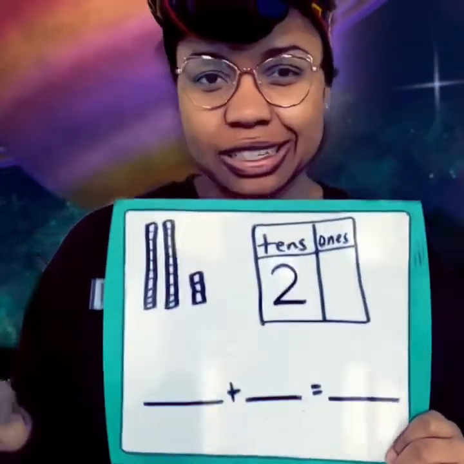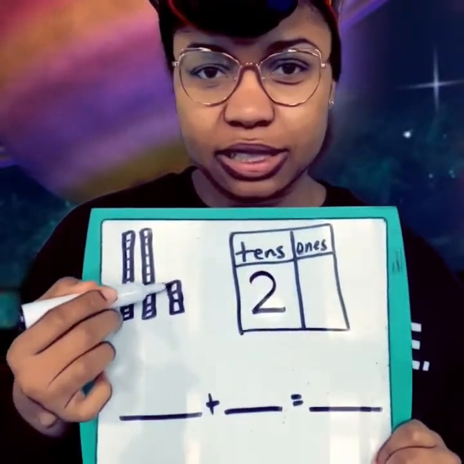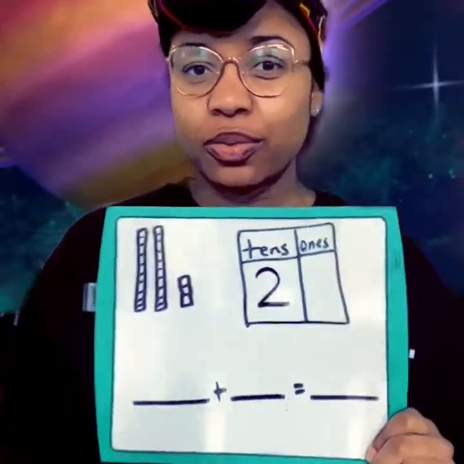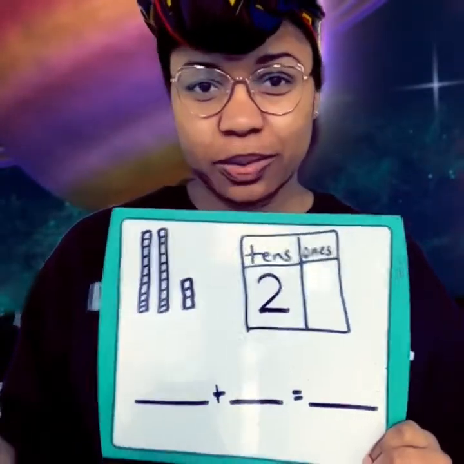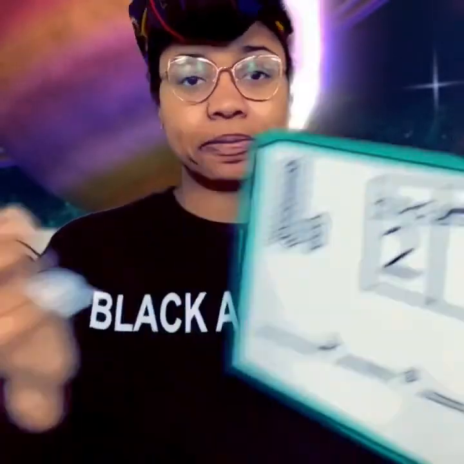And then we're going to look to see how many extra ones I have. So let's count our extra ones. Get ready. 1, 2, 3. We have 3 extra ones. So we're going to write the numeral 3 in our ones place.